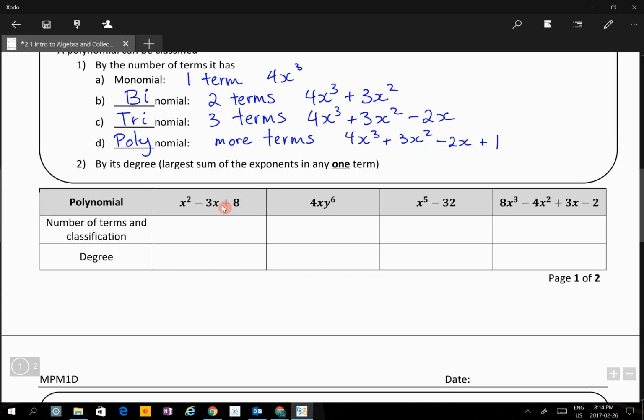So I'm going to give you the polynomial. You're going to tell me the number of terms and its classification and its degree. You could pause the video for a moment and try this yourself. Okay, so if you tried it yourself, let's go over what each of these are. So we have here three terms for x squared minus 3x plus 8. So this is a trinomial.